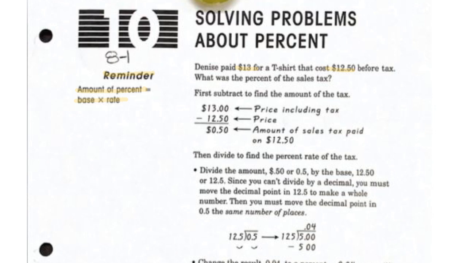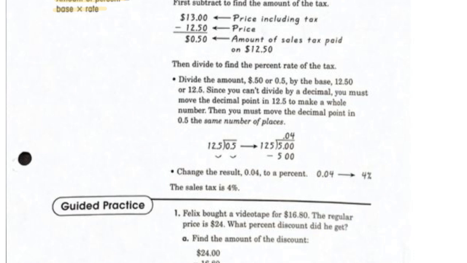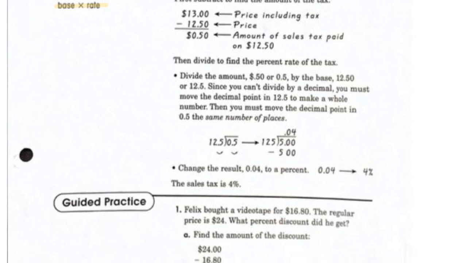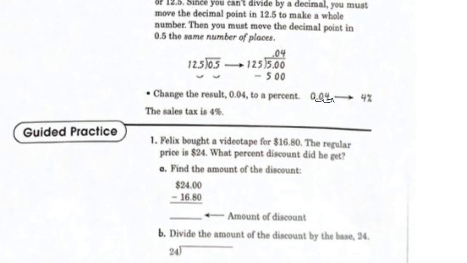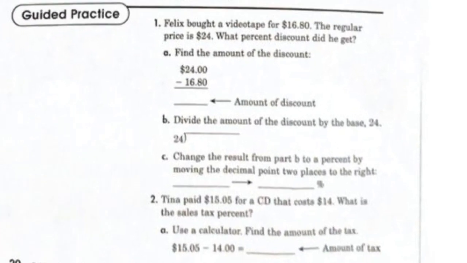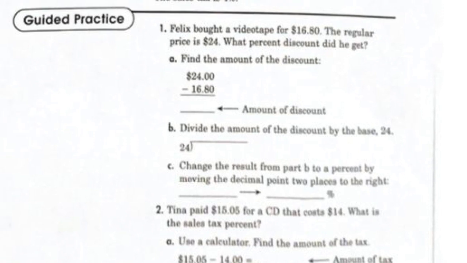Then divide to find the percent rate of the tax. So you're going to take the 50 cents and you're going to divide it by what it cost, the $12.50. And when you do that, you get 0.04. And then you have to convert that to a percent by moving your decimal place 2 places to the right. And that is 4%. So the sales tax is 4%. When you're doing this, you just got to read and follow directions carefully.